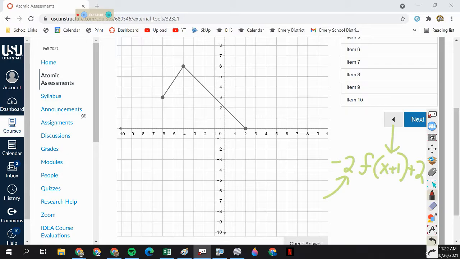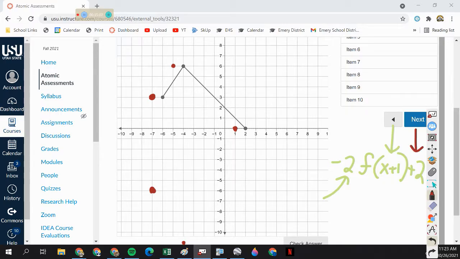So, okay. So left 1. And then upside down and twice as tall. So my 3 now becomes negative 6. And my 6 now becomes negative 12, which is a little bit off the screen. And then what happens to my 0? Stays exactly in the same place. It can't flip. All right?